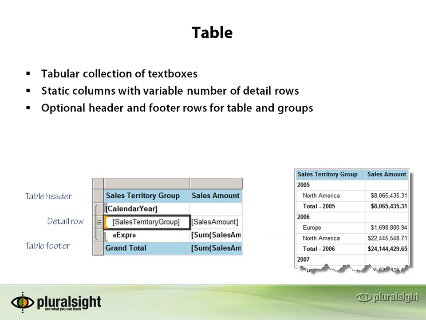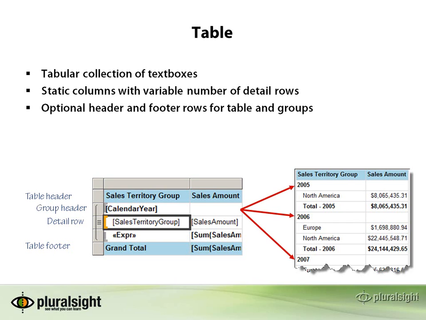Optionally, you can include header and footer rows for the table and for groups. You'll always have a table header at the top of the table, unless you decide to delete it, and it appears only once. A table footer is an optional addition for your table, and, like the table header, the table footer appears only once, after all of the detail rows and any group rows have rendered.